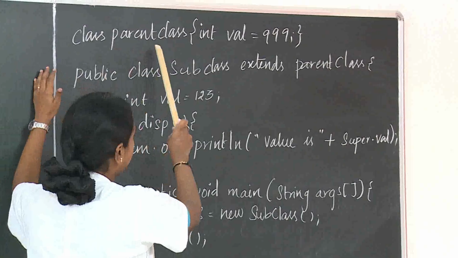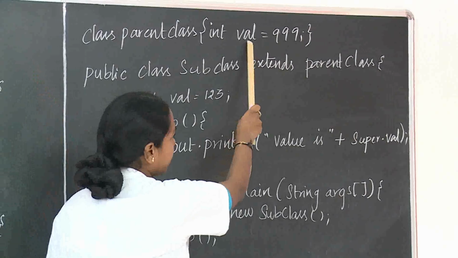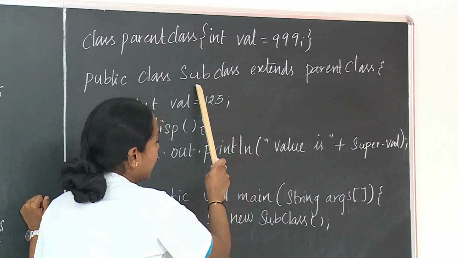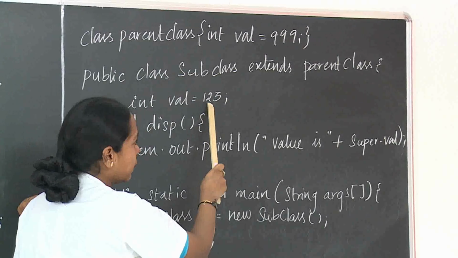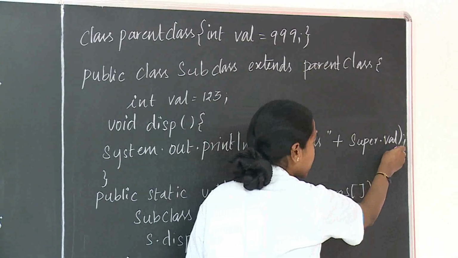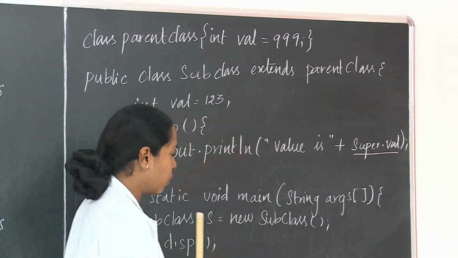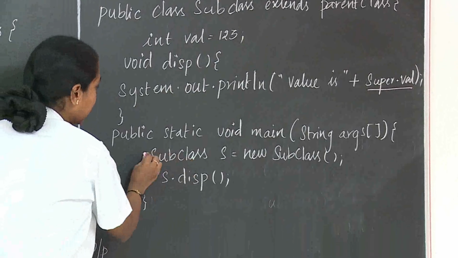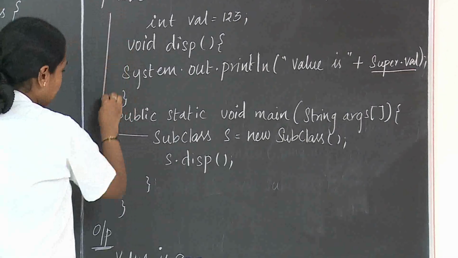In the same example, in the parent class I am using a value 999. In the extended class I am using a value 123. Instead of directly calling the value, I am using super.value. While calling this subclass, the control goes to the subclass.